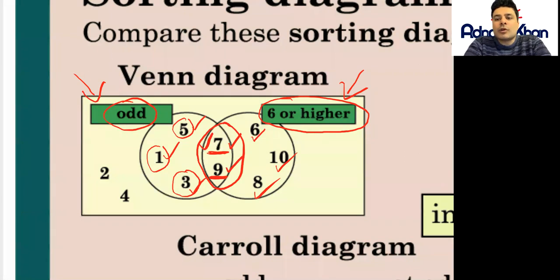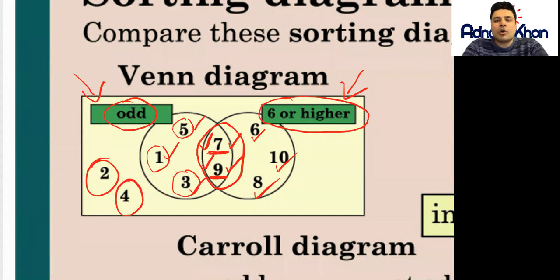And it's also an odd number, which means it will be right in the middle of the two circles, because 7 and 9 are odd numbers and they're also 6 or higher. And that's the reason, because these two numbers fit into both those categories, we will have them overlapping in the middle. Now on the outside, we've got 2 and we've also got 4.